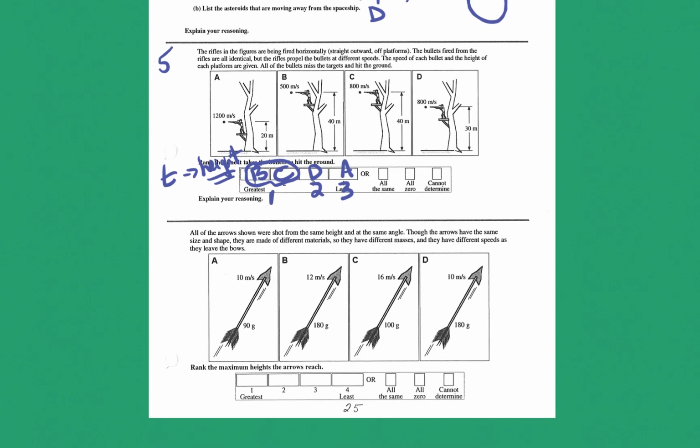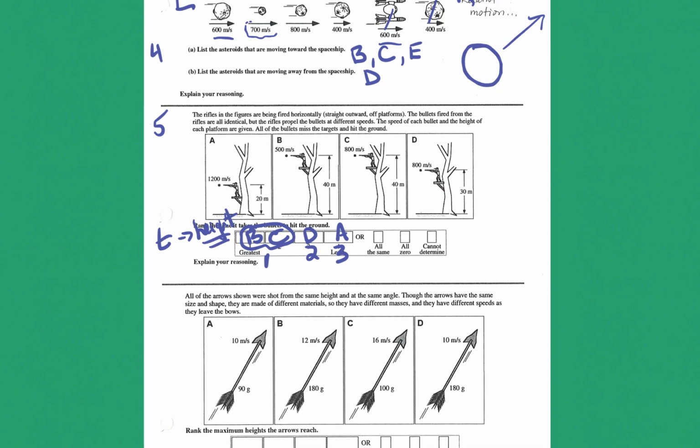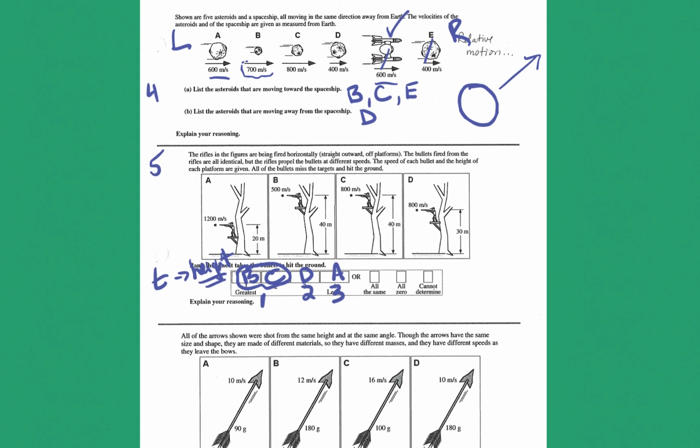Okay, let's get going. Now all the arrows shown were shot from the same height. Okay, we have to read this detail, and at the same angle. Though the arrows have the same size and shape, they're made of different materials, so they have different masses, and they have different speeds when they leave the bows. Okay, so the mass has no effect on the height or any of the flight parameters. So let's get that straight.